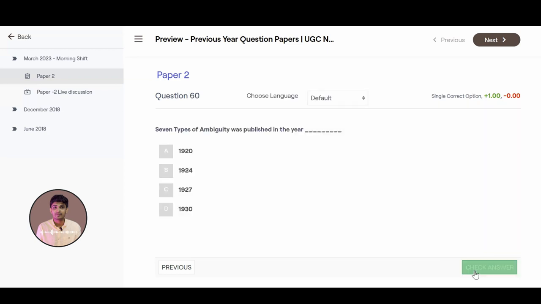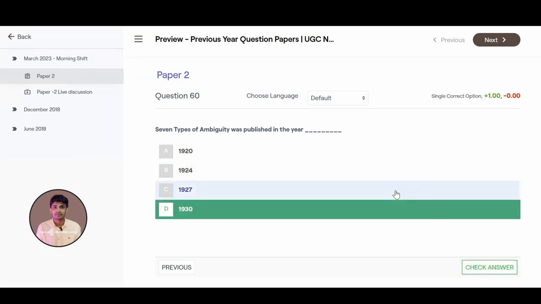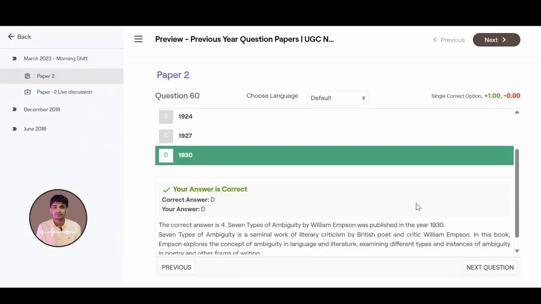All right. Next question. 60th question. Seven Types of Ambiguity was published in the year dash. Before they tell me, the writer associated with Seven Types of Ambiguity is William Empson. Yes, correct. And this was published in the year dash. Anybody? Mussin says 1930. Good. 1930 is the answer, where he discusses the seven types of literary ambiguities.